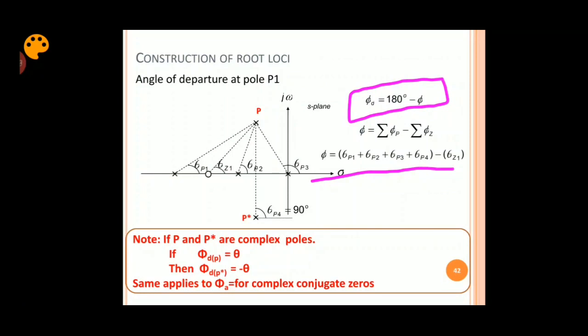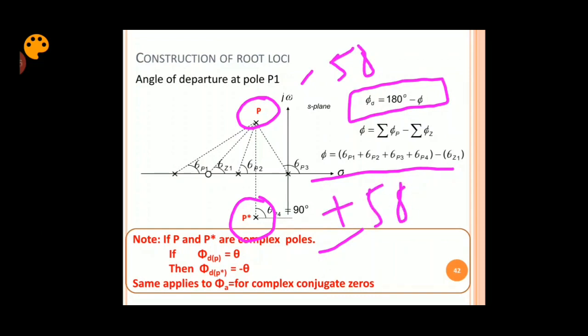Let me read out a note here. Suppose for this pole, I get the angle of departure as minus 58 degrees. So you need not calculate the angle of departure for the other complex pole separately. If it is minus 58 here, it will be plus 58 there. So just the sign will reverse. Suppose it is plus 45 degrees here, it will be minus 45 degrees there. This is what this note says.